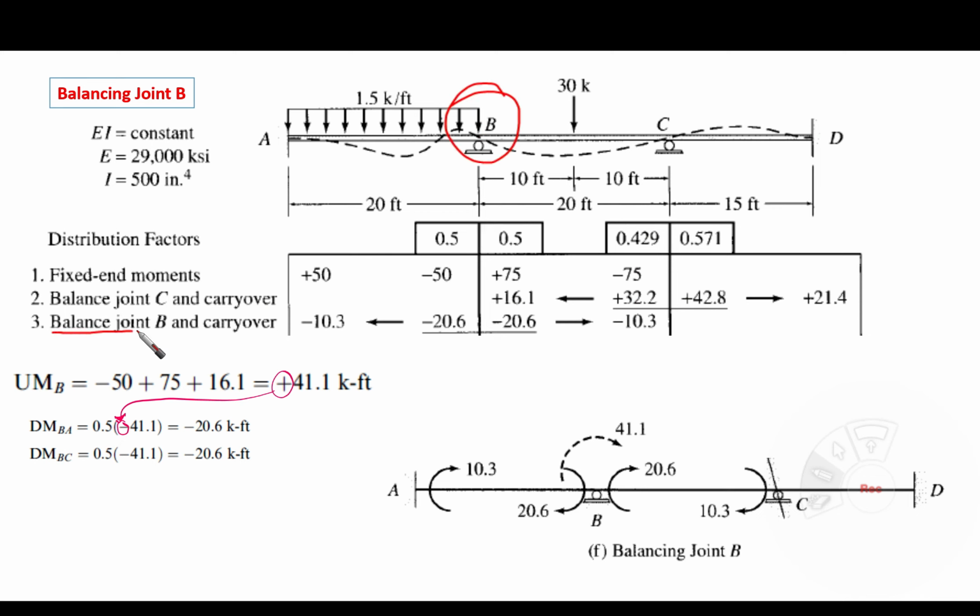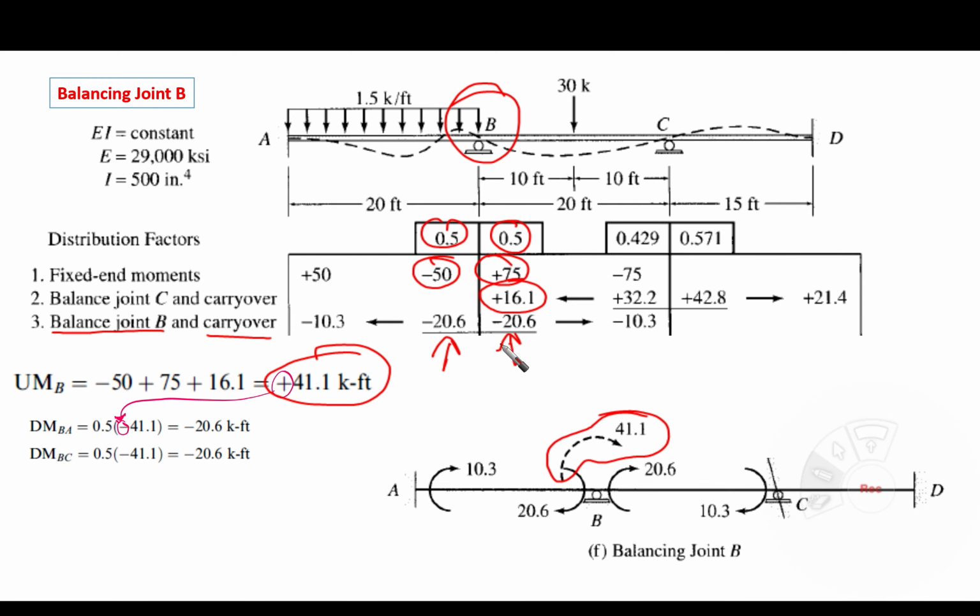We are going to balance joint B and carry over. At joint B, we have minus 50, 75 and 16.1, so their summation is 41.1. This makes an unbalanced moment here, so it is going to be resisted by both branches. How much resisting is based on the distribution factor, half and half. So this 41, half of it is going to be here and half of it is going to be here. That's it. And we're going to make carry over.